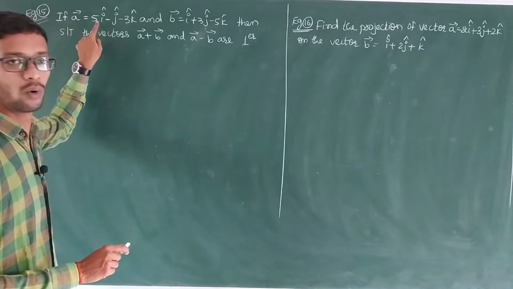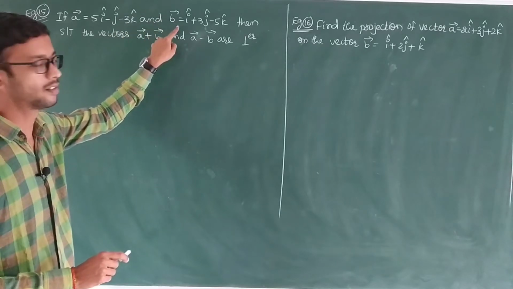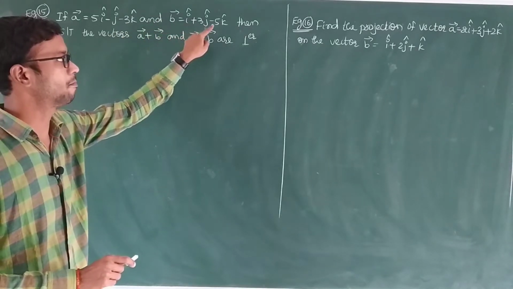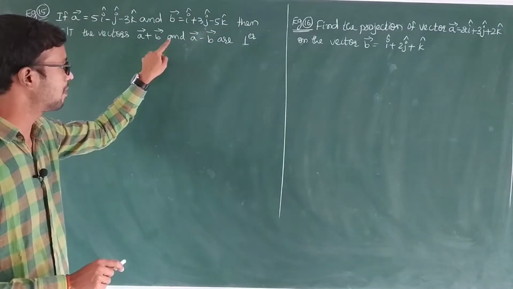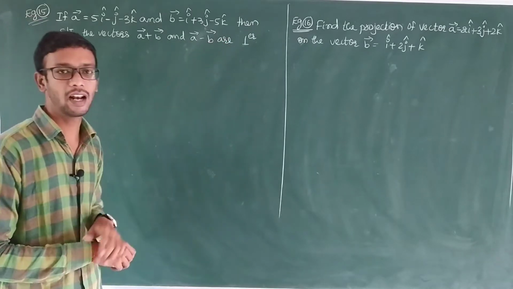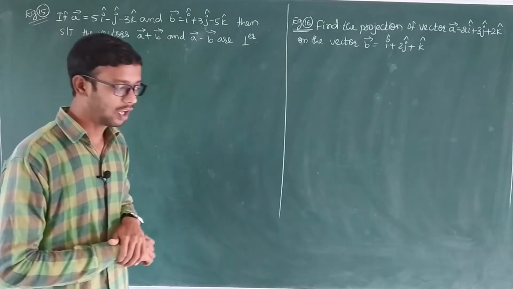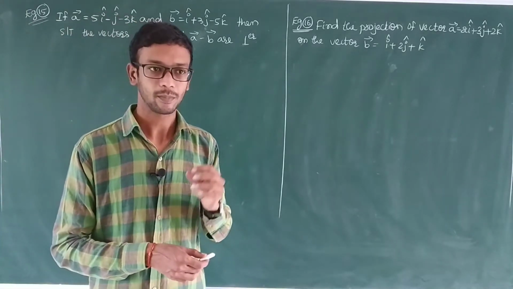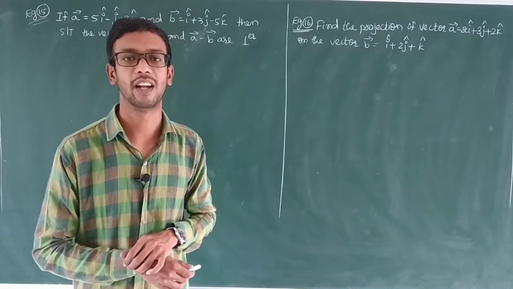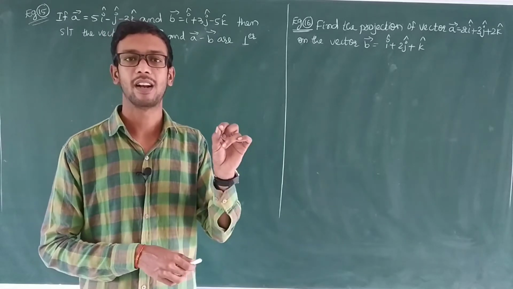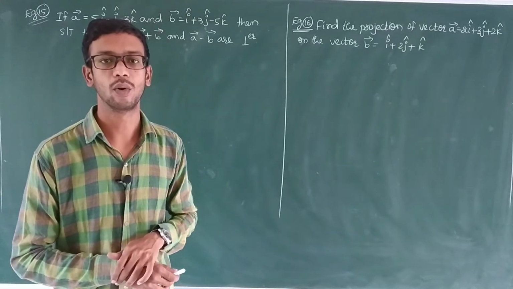If A bar equal to 5I cap minus J cap minus 3K cap and B bar is equal to I cap plus 3J cap minus 5K cap, then show that the vectors A bar plus B bar and A bar minus B bar are perpendicular. You have to show these two vectors perpendicular. We have one note point: two vectors perpendicular, then their dot product is compulsory equal to 0. A bar dot B bar equal to 0 is defined only if A bar is perpendicular to B bar.